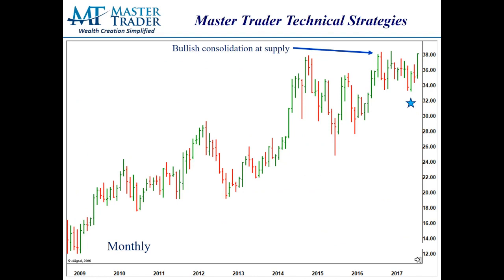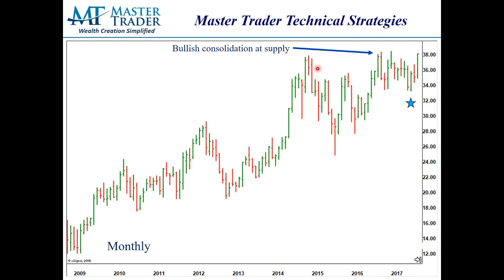So here we have a monthly time frame. And what's happening here is we have a move up and then this long period of consolidation. And you can see this is happening over the course of years. The same concepts are going to apply, exactly the same, just applied to a higher time frame. And in this case, we have a bullish consolidation at supply or resistance.